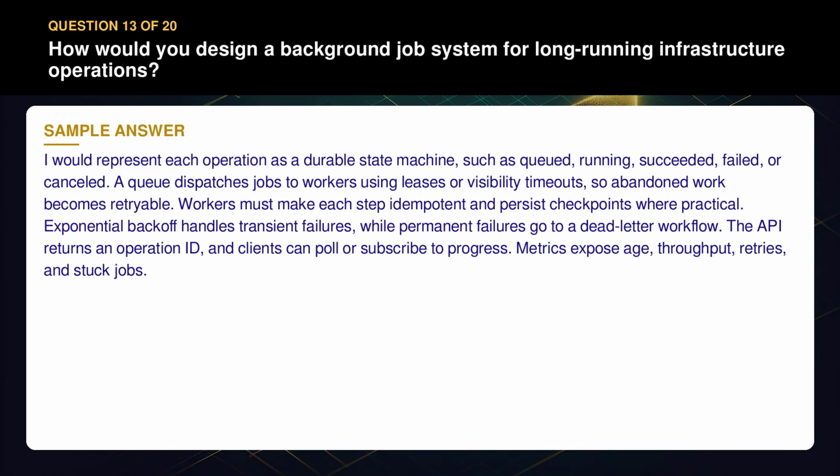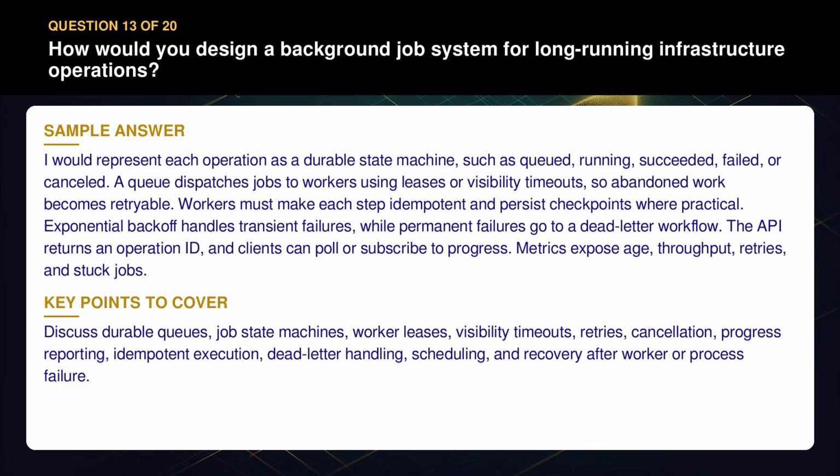The API returns an operation ID, and clients can poll or subscribe to progress. Metrics expose age, throughput, retries, and stuck jobs. Discuss durable queues, job state machines, worker leases, visibility timeouts, retries, cancellation, progress reporting, idempotent execution, dead letter handling, scheduling, and recovery after worker or process failure.